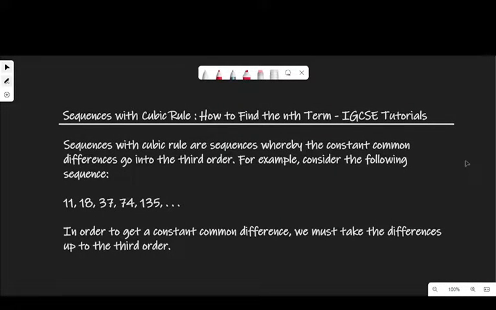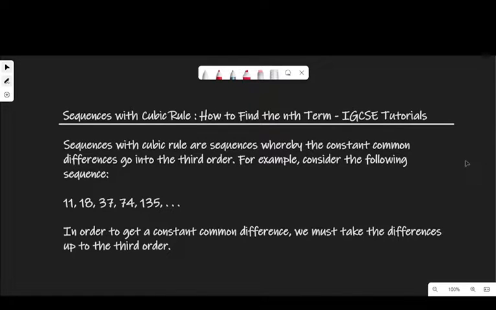Hello learners, in this lesson we are going to learn about sequences with cubic rule and how to find the nth term of such sequences. By the way, what type of sequence is called a sequence with a cubic rule? There are sequences whereby the constant common difference goes into the third order.